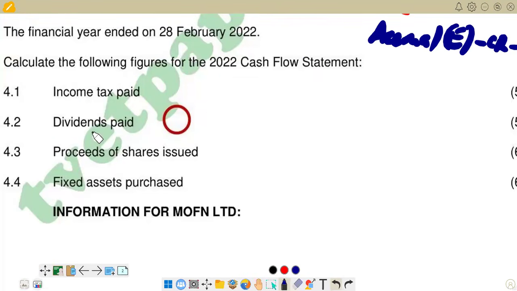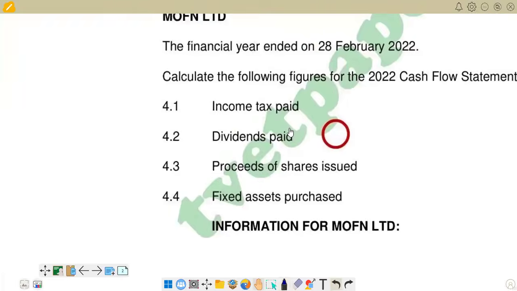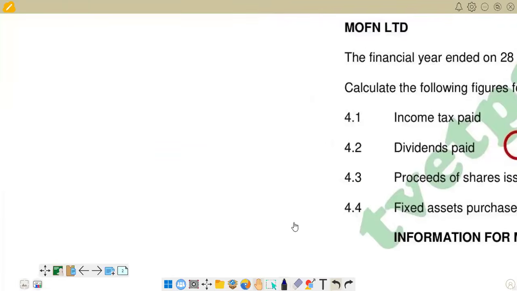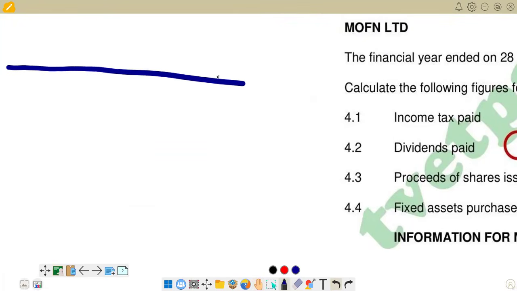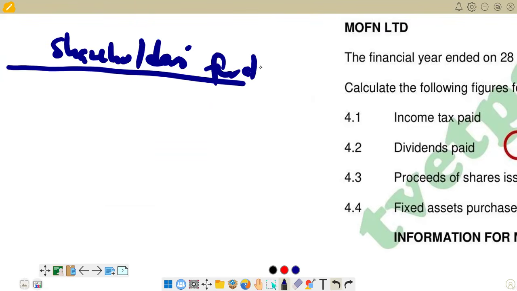So if you go to the next question, now we are on 4.2. It needs us to calculate dividends paid. So for this dividends paid, we need to open a shareholders for dividends account. So you also need to know where to place the figures. So we are saying the shareholders for dividends account is the one that we are supposed to open. So this is the shareholders for dividends.